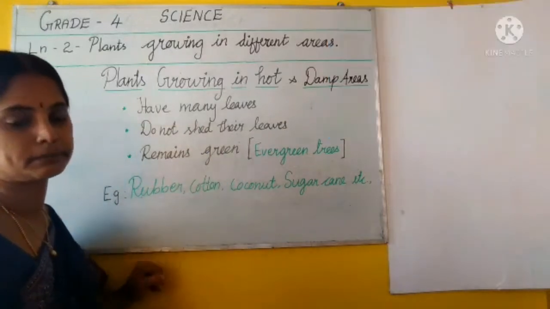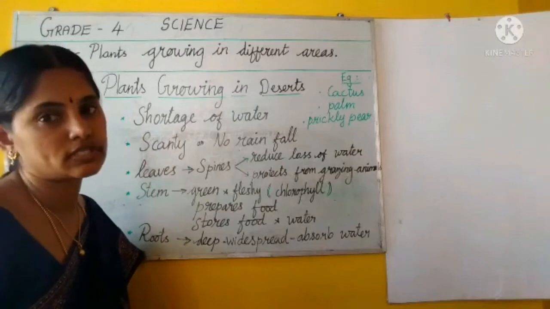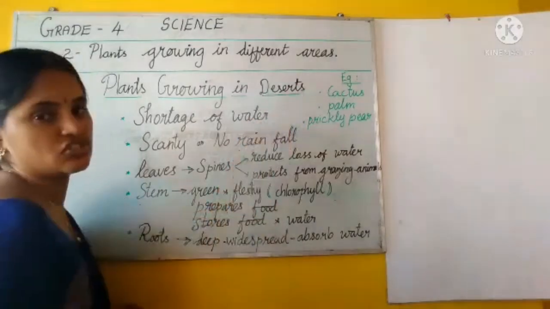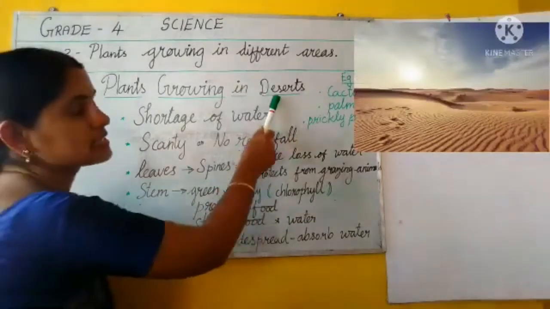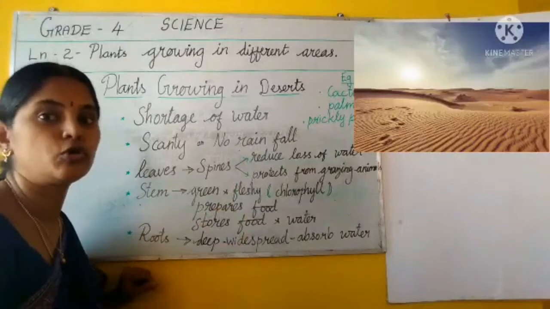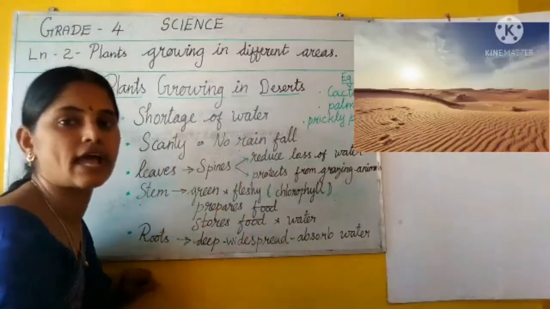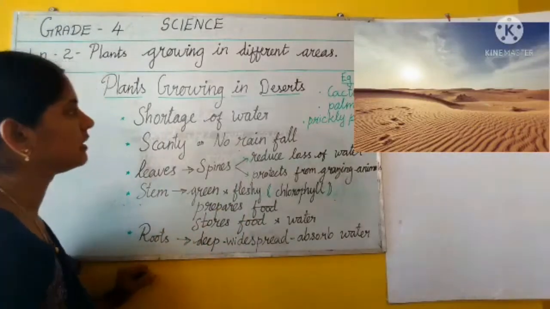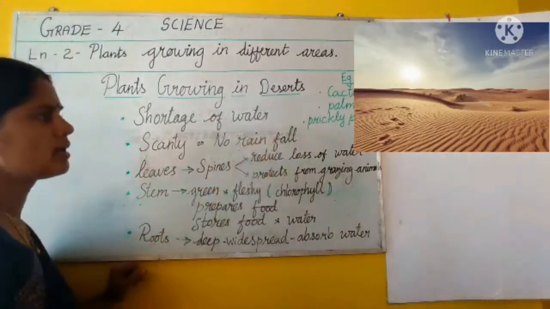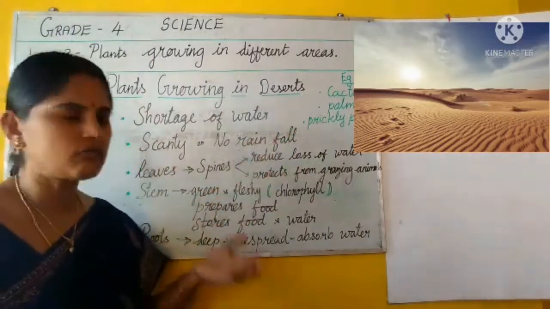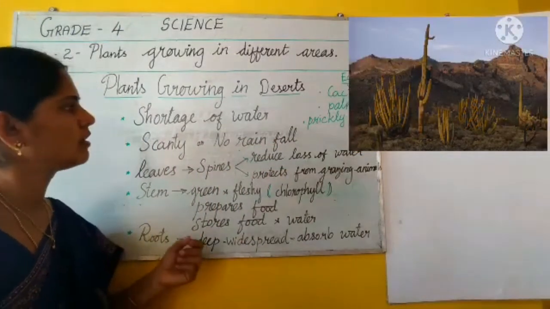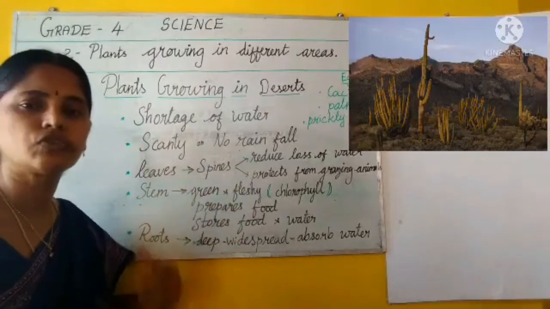Clear, children? Now we are going to see plants growing in desert region. Desert is Palaivanam. Nothing will be there, just dry sand. That region is called desert region. Plants need water to grow. Then how will these plants grow?